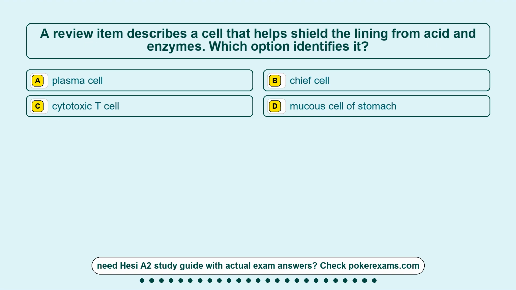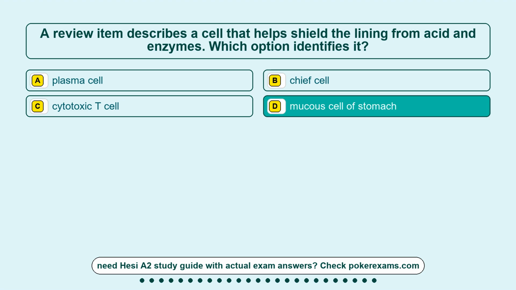Question 11. A review item describes a cell that helps shield the lining from acid and enzymes. Which option identifies it? Option A, plasma cell. Option B, chief cell. Option C, cytotoxic T cell. Option D, mucus cell of stomach.